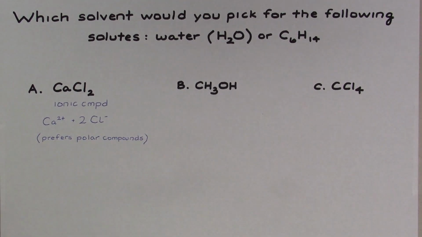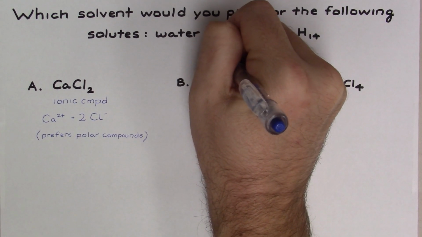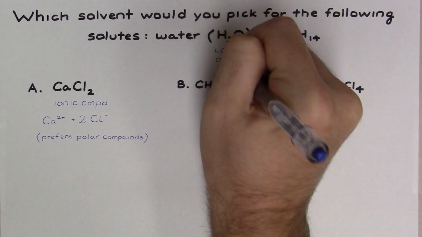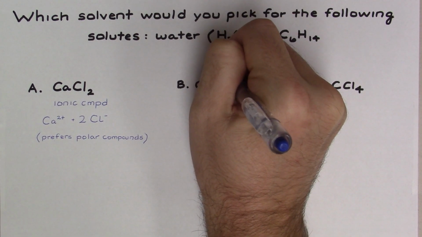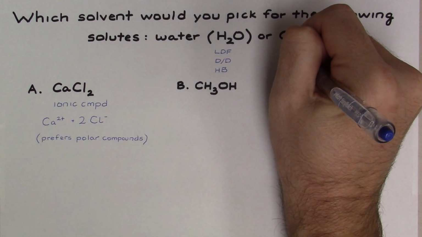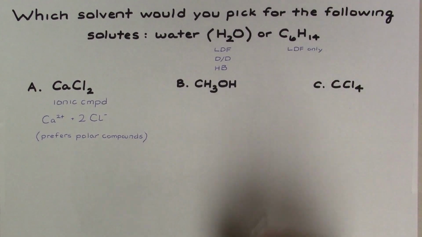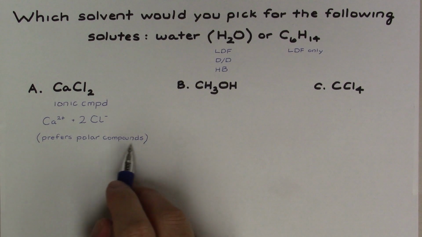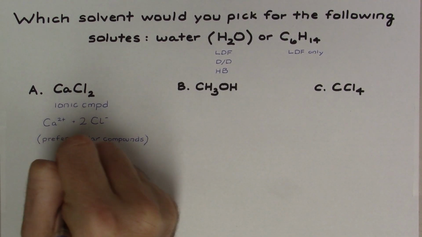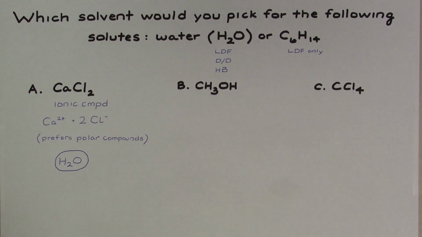We need to look at the intermolecular forces of our 2 solvents. Water, we know, has London dispersion force because it has electrons. It is also polar, so it will have a dipole-dipole. And finally, it hydrogen bonds. For our hexane, we know because it contains carbon and hydrogen only, it can only have London dispersion force. So because it prefers polar compounds, our CaCl2 is going to prefer the water. Our ionic compounds are more soluble in an aqueous environment.